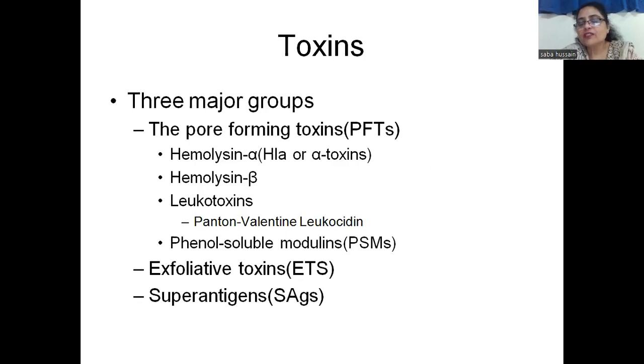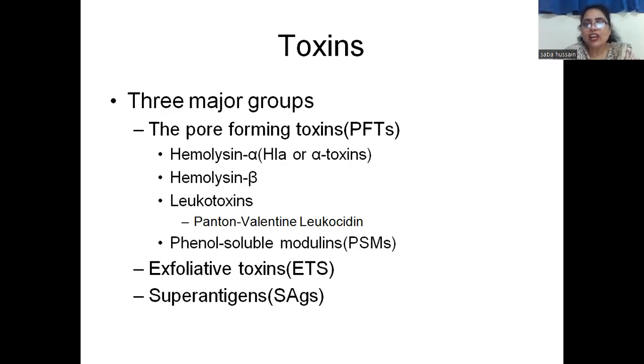Now, coming to toxins. Toxins are the factors which invade the immunity of the host, masking the bacteria and letting the bacteria enter inside the host and cause damage. These toxins are classified under three major groups. One is the pore-forming toxins. That means they form pores in the cells of the host, the immune cells of the host, as well as RBCs, red blood corpuscles. So hemolysins, that is alpha hemolysin, also called alpha toxin, hemolysin B, and leucotoxins.